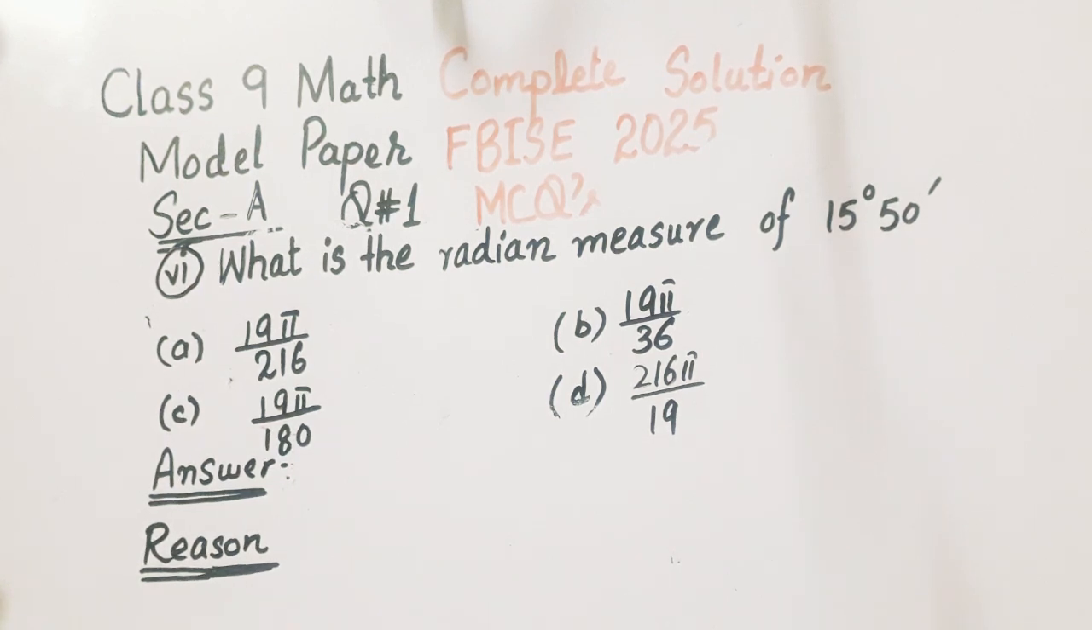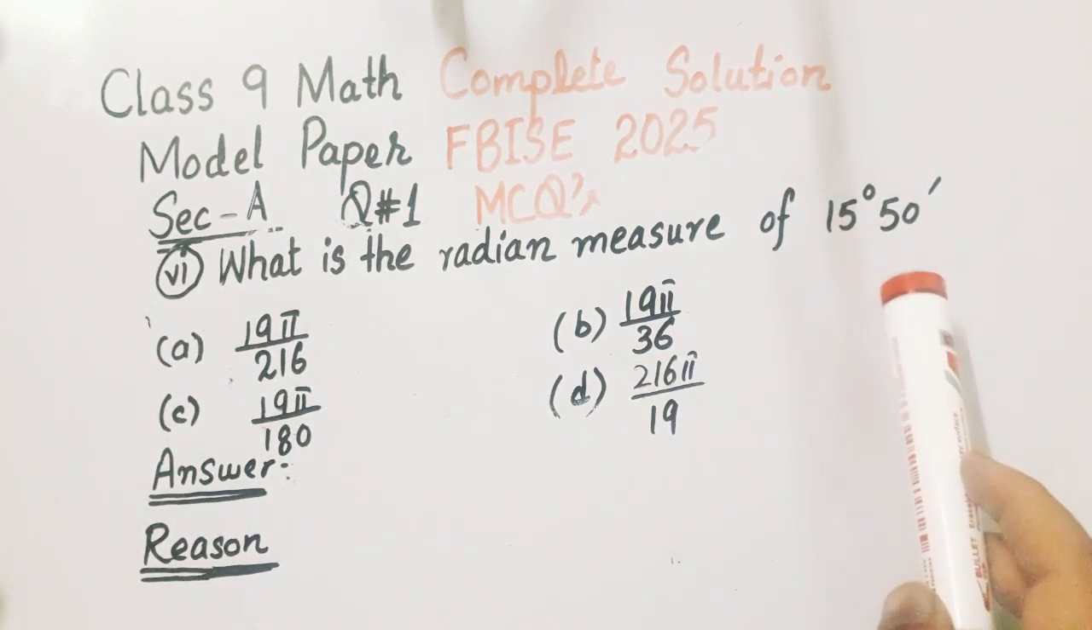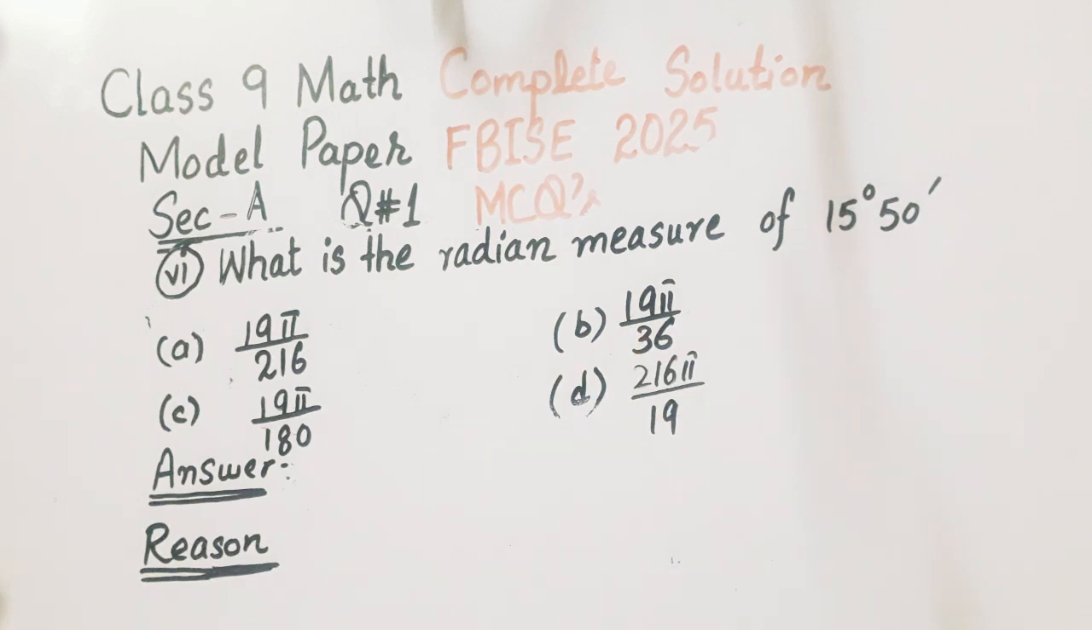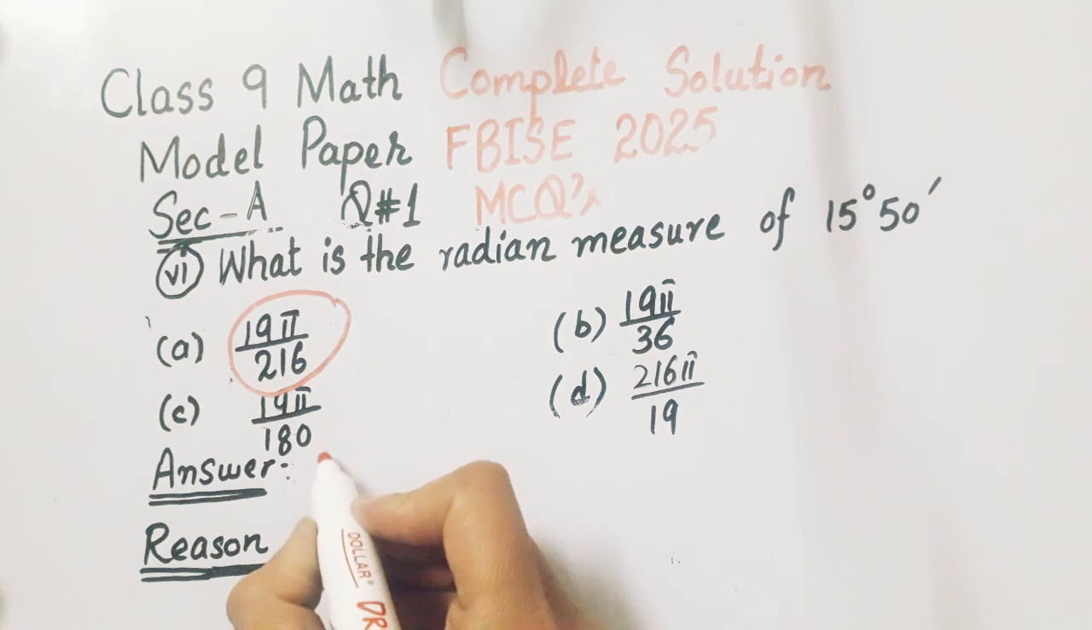Now part 6 is: what is the radian measure of 15 degree and 50 minute? The answer is 19 pi by 216. We will write the answer.